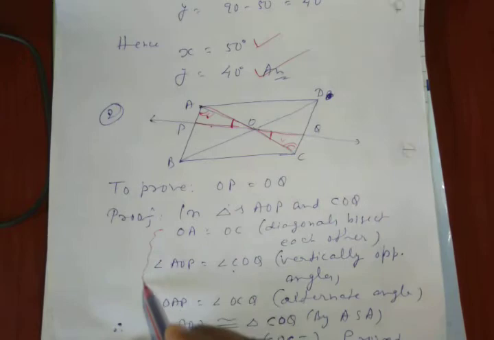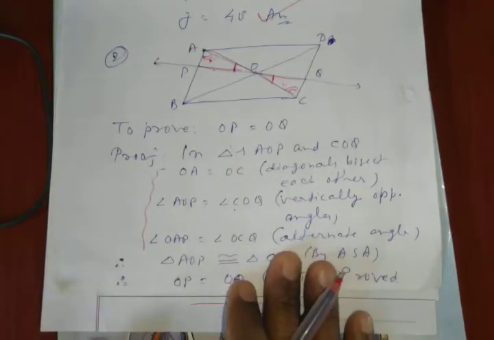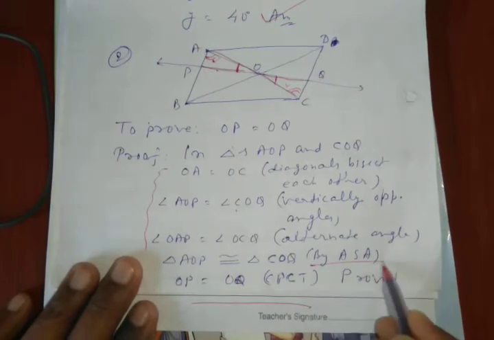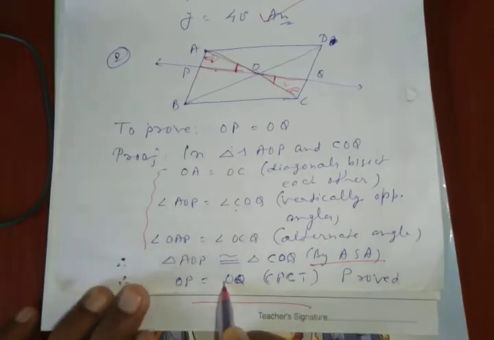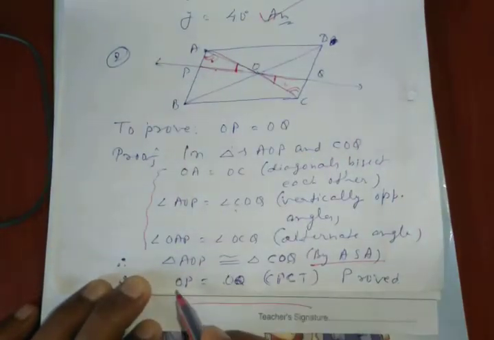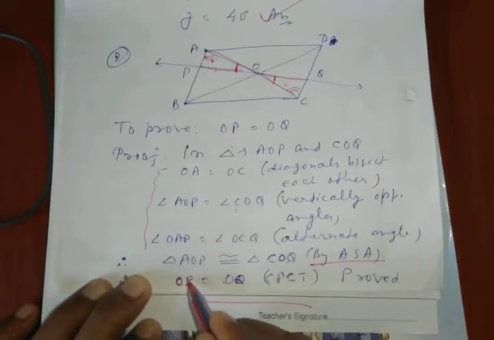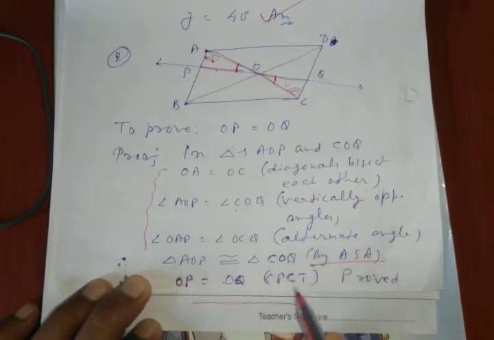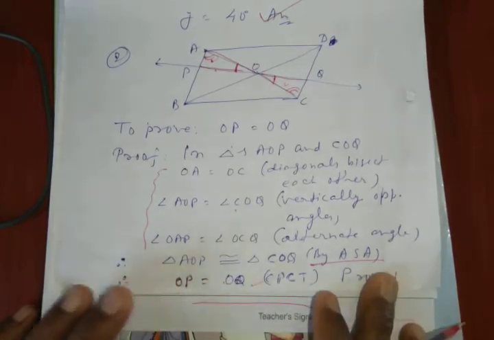So these are the three conditions, and therefore triangles AOP and COQ are congruent by the ASA condition, and therefore OP equal to OQ. That is what we have to prove, this OP is equal to OQ. So this is the proof of this question.